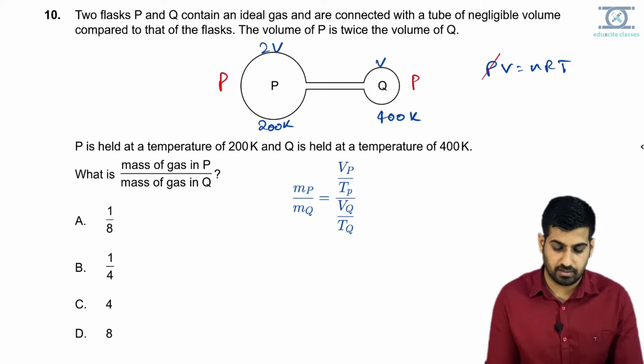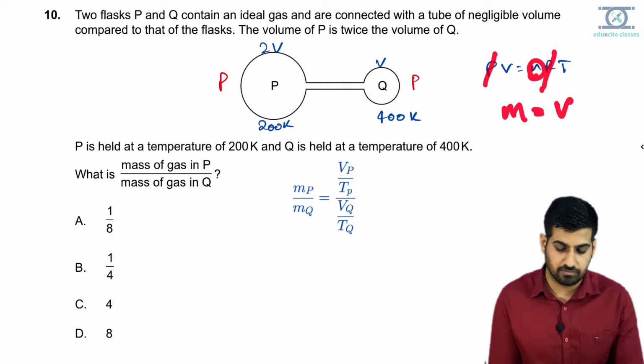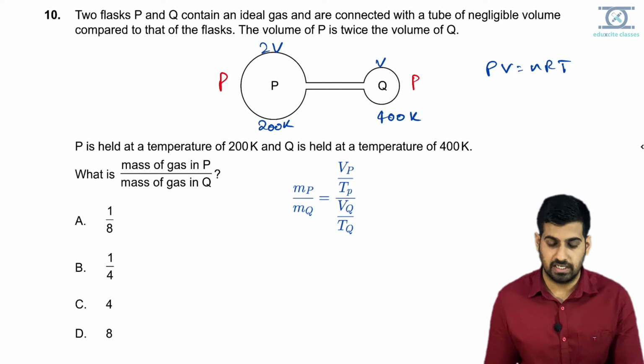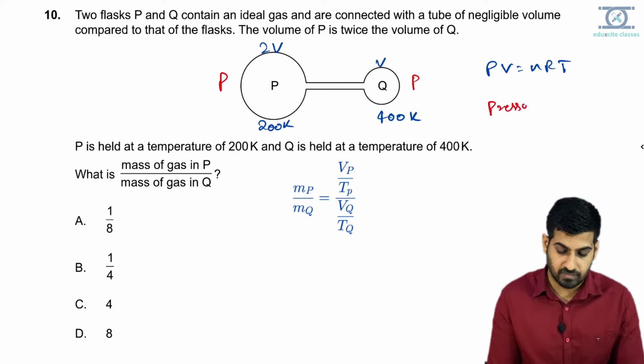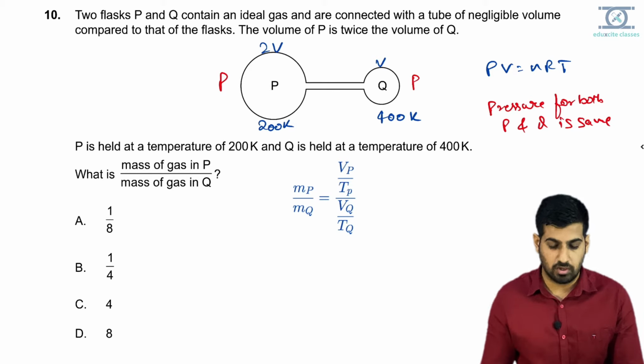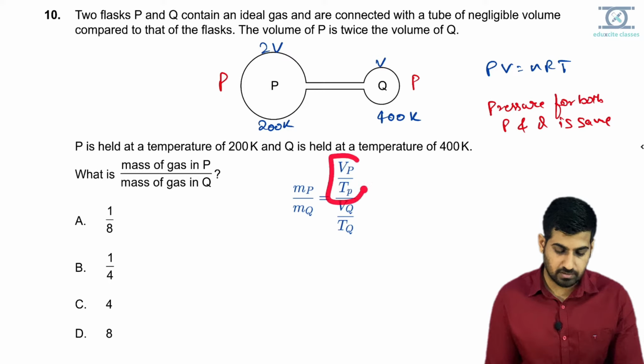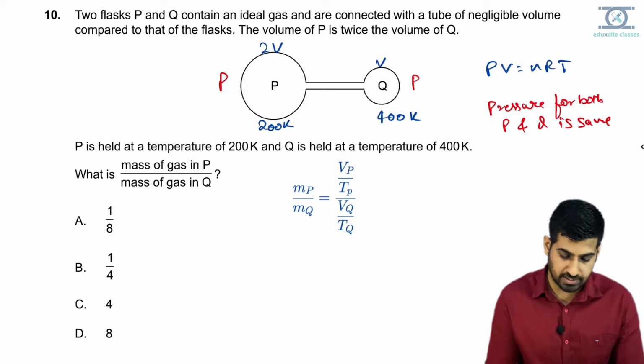So PV equals nRT. The pressure is the same, R is the same, so n, or the mass of the gas, can be written as proportional to V by T. Similarly, I get this expression by using the ideal gas equation. The pressure remains the same for both P and Q because they are connected by a small tube. So this is the volume, you can just relate it now.